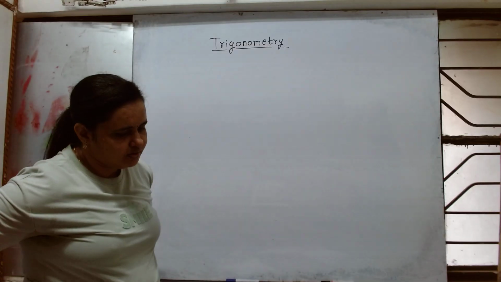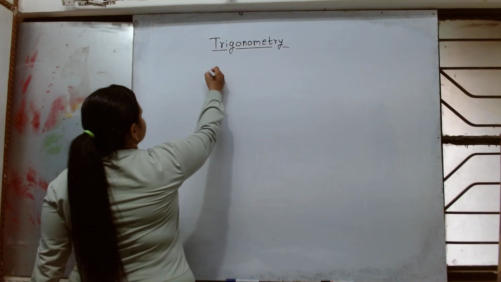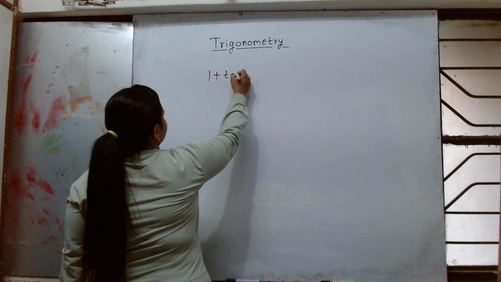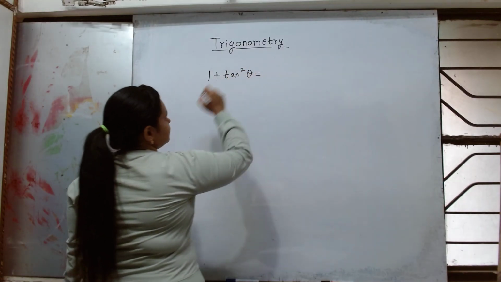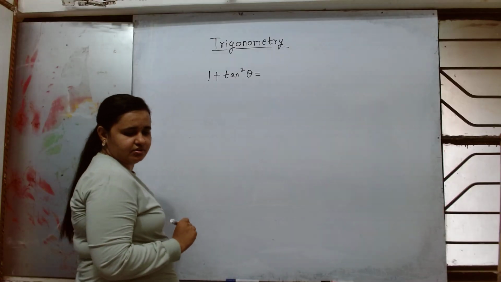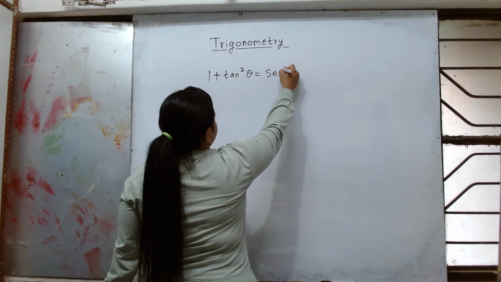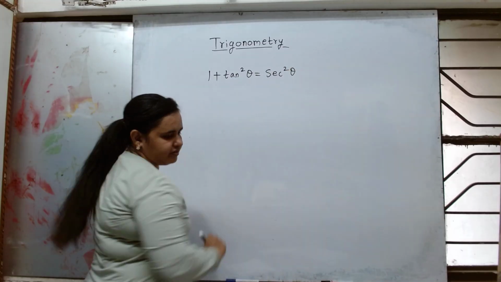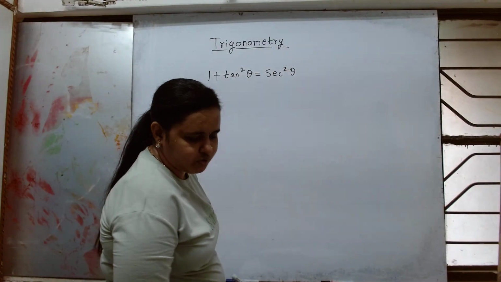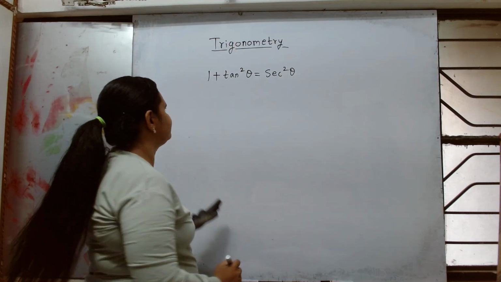Now sixth one, 1 plus tan square theta. What is 1 plus tan square theta? It is again an identity. What was 1 plus tan square theta? It was sec square theta. It is an identity, so our answer will be the fourth one, that is 1 plus tan square theta equals sec square theta.